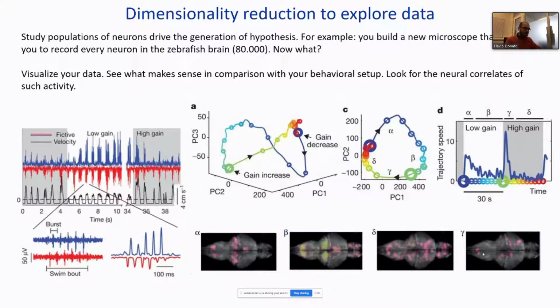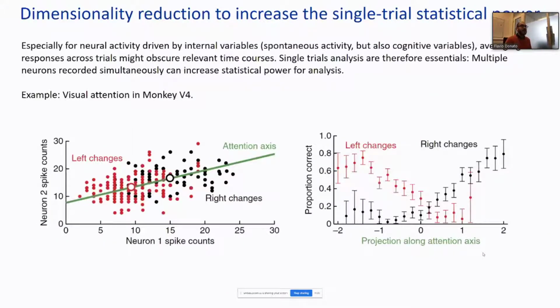Another type of application is trying to increase the statistical power of your observation. For example, the animal is performing a task. There are multiple trials of that specific task. Every trial is a different measurement. How can you get rid of the noise of every individual trial, given, for example, by internal states or spontaneous activity, in a subject in which you don't have so many data points to begin with? For example, when you record from a monkey.